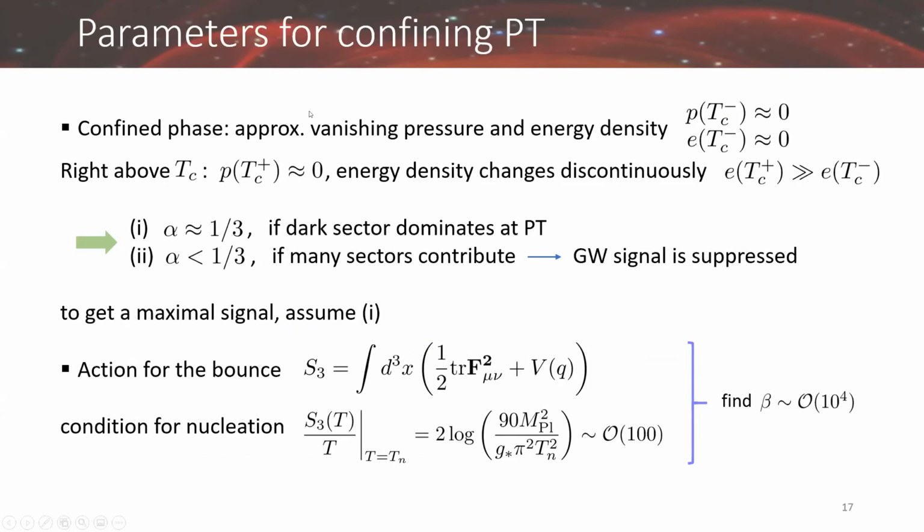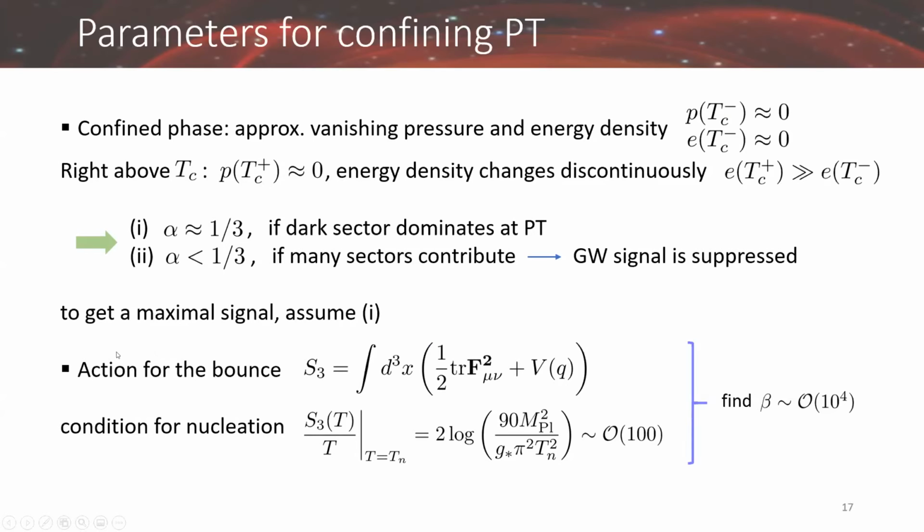Now, for the confining phase transition, both the pressure and the energy density are approximately 0 below the phase transition. The pressure is also 0 above the phase transition, but the energy density jumps discontinuously. If you plug all that into the alpha parameter, you get 1/3. If you assume that the dark sector dominates the energy density of the universe at the time of the phase transition. If you don't assume that, you get a smaller signal, a smaller alpha, which implies a smaller signal. So to get the maximal signal possible, we assume 1, but this is going to be an upper bound for the signal.